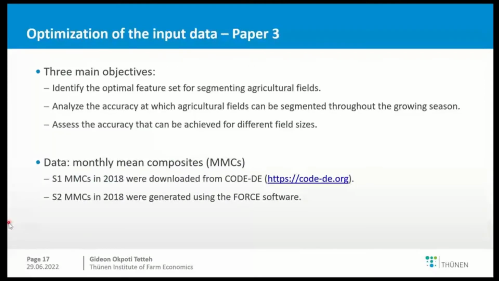And now, moving to the last paper, here I had three main objectives. The first was to identify the optimal feature set for segmenting agricultural fields. The second was to analyze the accuracy at which different fields can be segmented throughout the growing season. And the third is to assess the accuracy that can be achieved for different field sizes. For this particular paper, I used monthly mean composites from Sentinel-1 and Sentinel-2.